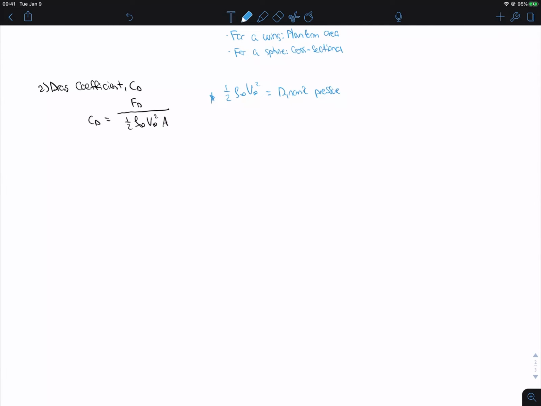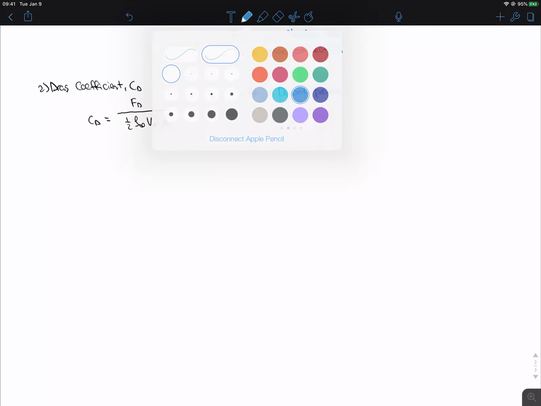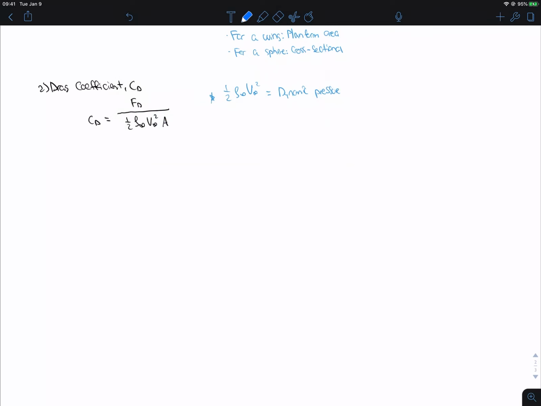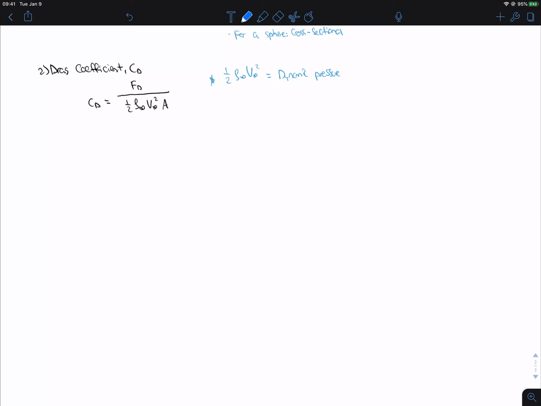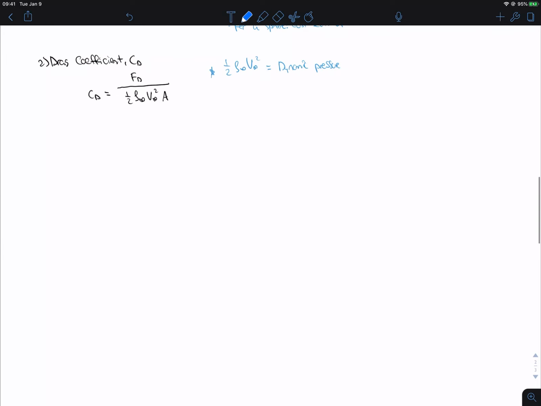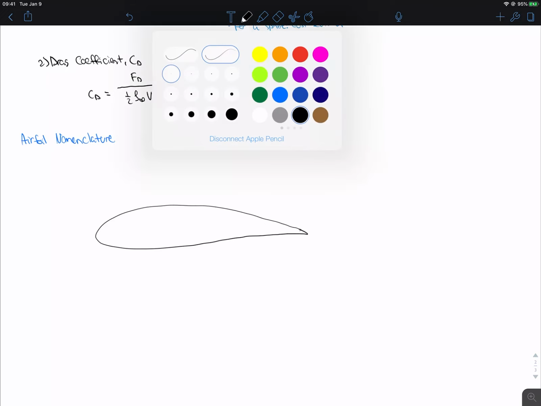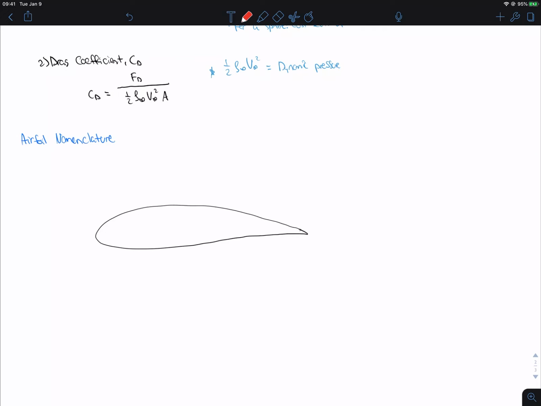Okay, so now we're going to talk about airfoil nomenclature. One of the things we'll be testing in this lab is an airfoil, so we need to know the geometry definitions. Here I have my airfoil, and what I'll do is draw the chord line. We talked about this chord line before. That's going to be a straight line from our leading edge to the trailing edge.